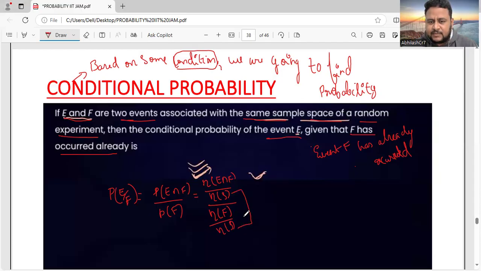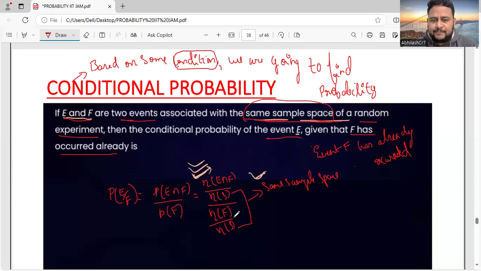So see here, both are of the same sample space. That is what the question is saying. That is the meaning of same sample space, friends.